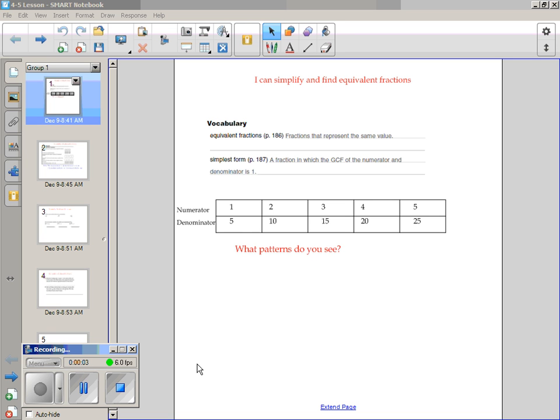All right. So our goal for today, your I can statement, it's right on your tracking sheet. It says, I can simplify and find equivalent fractions. Kids, this is something that I know everyone in here has already done. Okay? But there's a few things that we're going to add to this that especially later on in the year, we're going to start talking about.